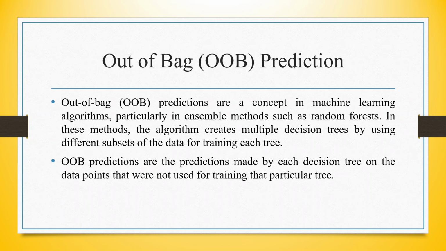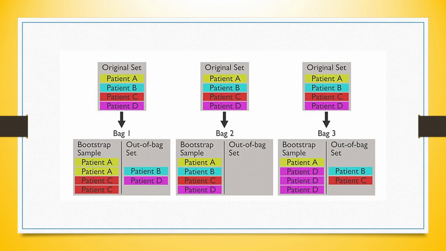Out of bag predictions are a concept in machine learning algorithms, particularly in ensemble methods such as random forest. In this method, the algorithm creates multiple decision trees by using different subsets of the data for training each tree. Out of bag predictions are the predictions made by each decision tree on the data points that were not used for training that particular tree.